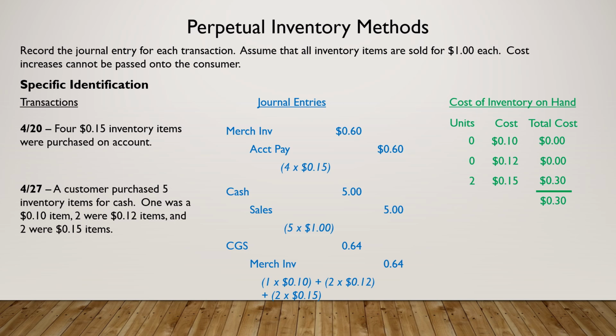If you wanted to verify the accuracy of this amount, you could do so by drawing a T account for merchandise inventory and posting those journal entries. Do so, and the balance in the account will be a 30-cent debit, exactly the value we just calculated.